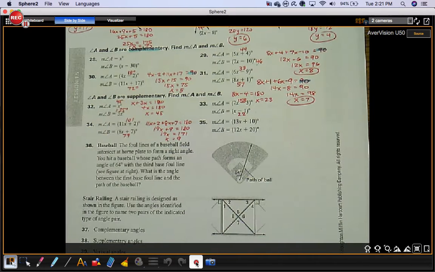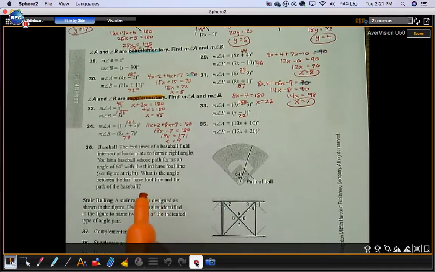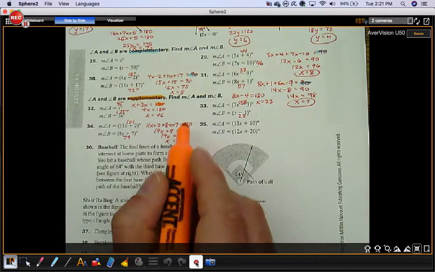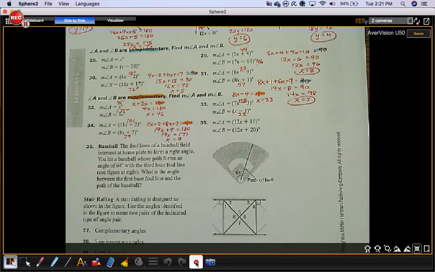Same thing with supplementary. Supplementary means they add to 180. So in all of my equations, I'm going to add my angles. I'm going to make sure that they add up to 180. Okay, now from that point on, geometry is over. You need to understand how to solve an equation, and that's just algebra.